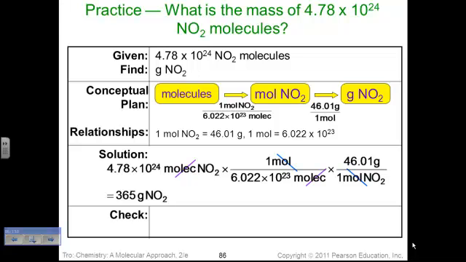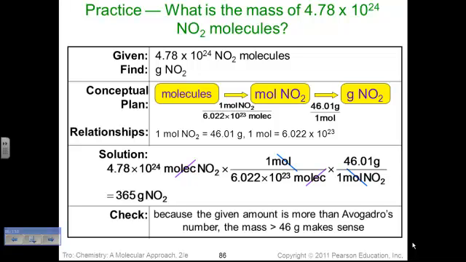With this key sequence, we would hit 4.78 E24. Are you hitting with me? 4.78 E24. Grab your calculator. Divide by 6.022 E23 times 46.01. And I hope you hit and found 365 grams of NO2. Step 1, divide by Avogadro to go into the mole. Step 2, multiply by molar mass to head out of the mole.